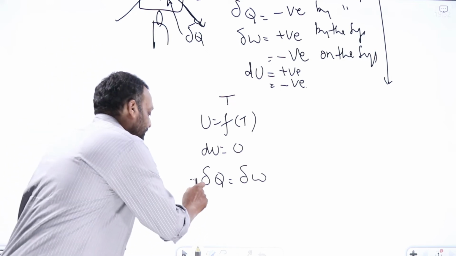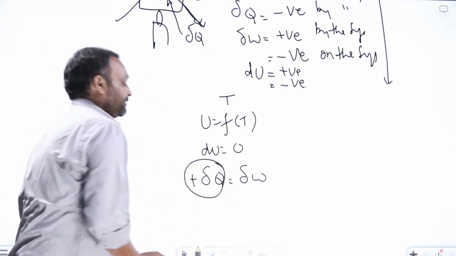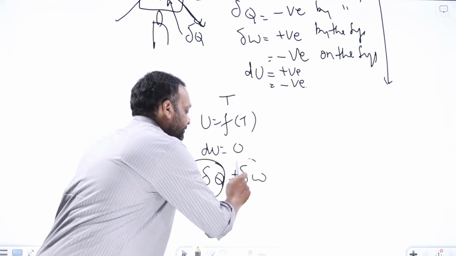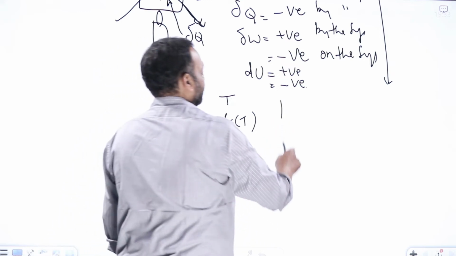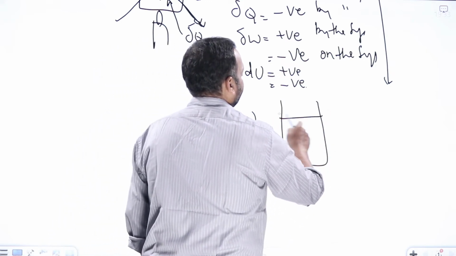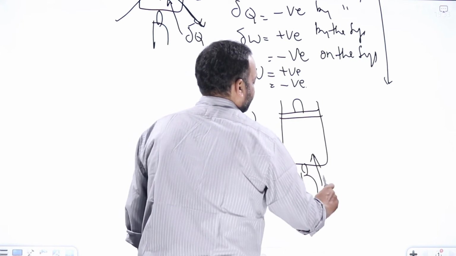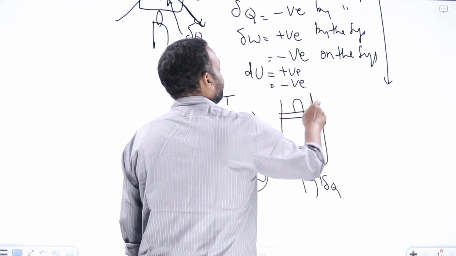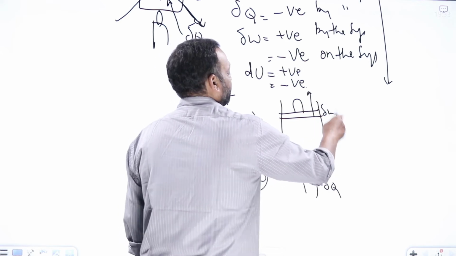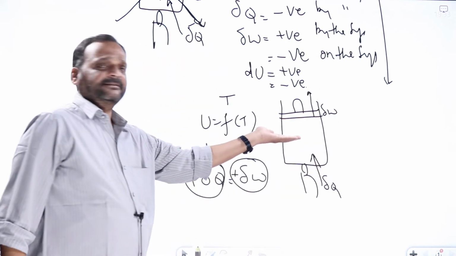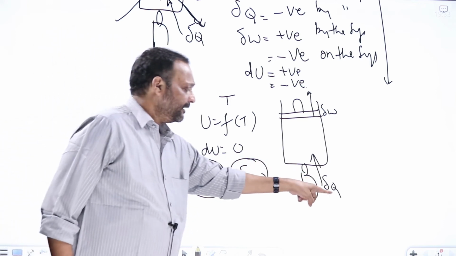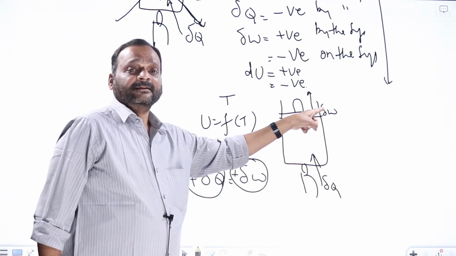Okay, positive delta Q means what? Heat given to the system. Positive delta W means what? Work done by the system. This means in an isothermal process, whatever heat delta Q you are giving to the system will be used by the gas in doing external work. Because anyway internal energy is not changing, right? So all the heat given will be used up as external work.